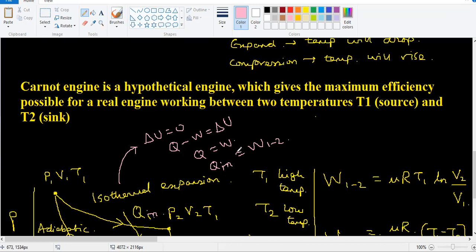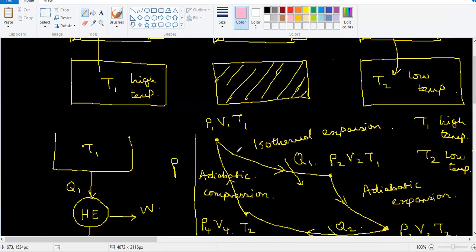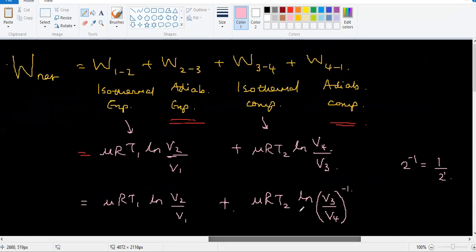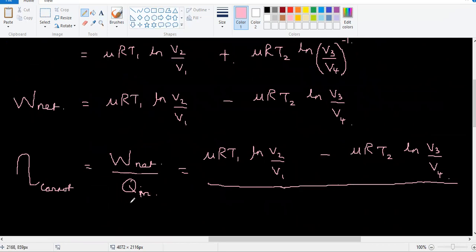Take it down properly. So Q in is nothing but W12. W12 is this value: mu R T1 ln V2 by V1.